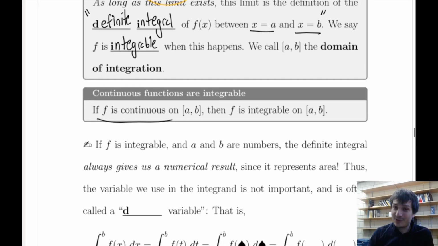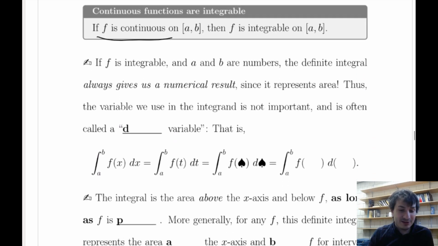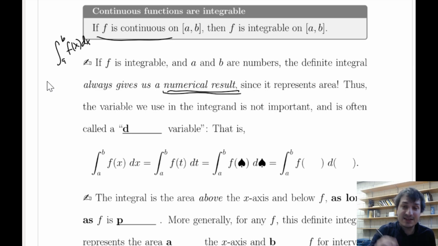Okay, so here's the thing sometimes people get confused by. If f is integrable and a and b are numbers, the definite integral always gives a numerical result. So the integral from a to b of f of x dx is a number which is equal to some limit of something. You can also think about it as an area. Thus, the variable we use in integration is not important. So it looks like there's an x here, right? f of x dx. But the actual thing that we're getting is not a function of x, it's a number.